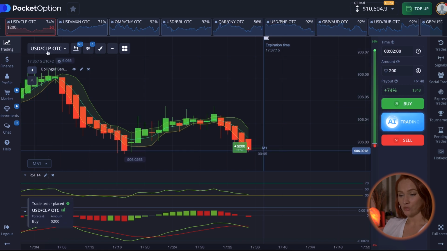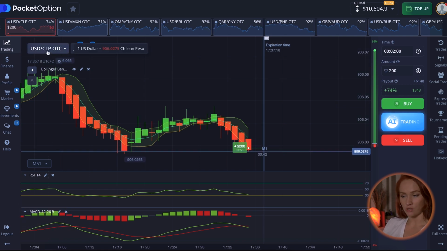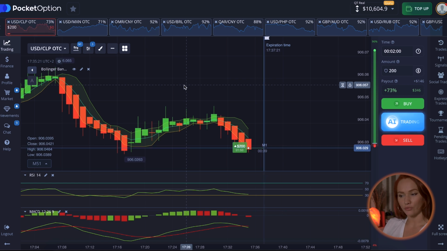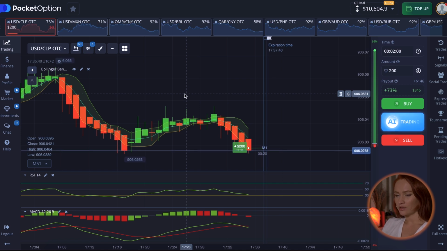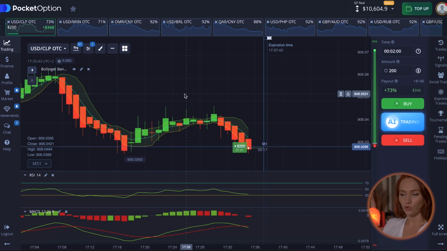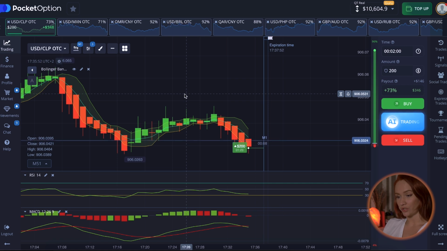Well, we have a great situation here. US dollar, Chilean peso, all three indicators, Bollinger Bands, RSI, MACD, signal that the trend will now reverse. Well, let's see. It is possible that the deal can go negative due to the fact that we have a 2-minute deal. Perhaps it will be better to enter here for 3, 4, maybe even 5 minutes. Well, let's see how it goes. 2 minutes, but keep in mind that you can take longer deals, 3, 4, 5 minutes.